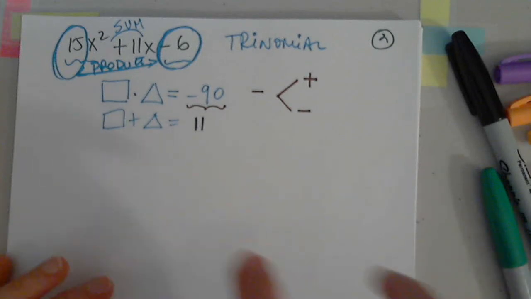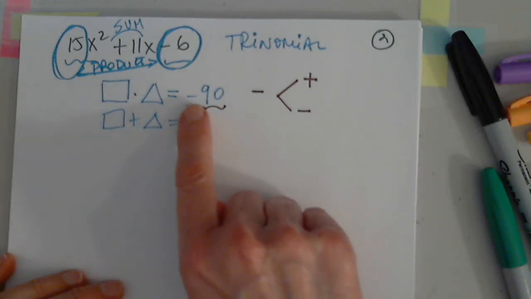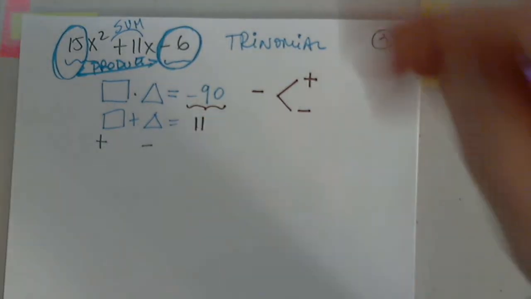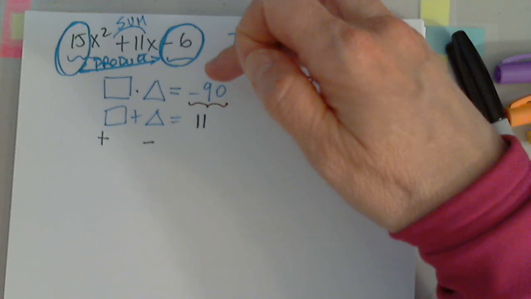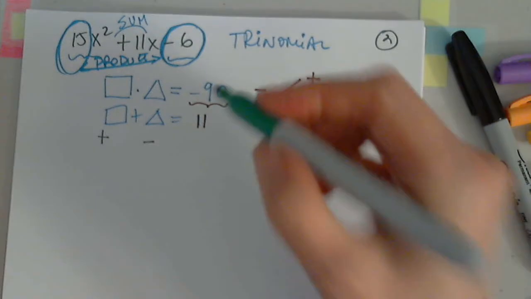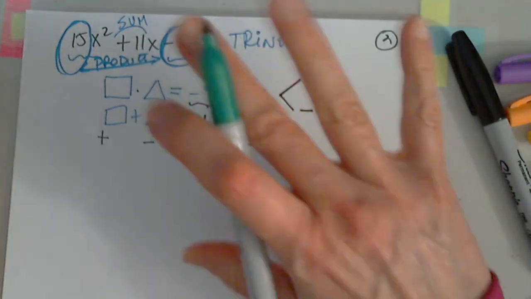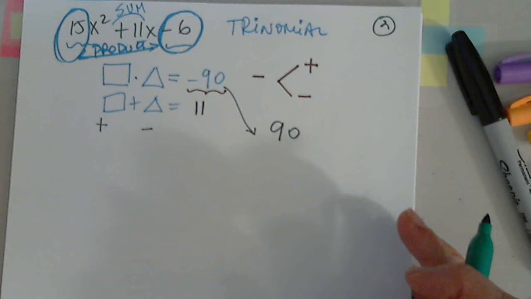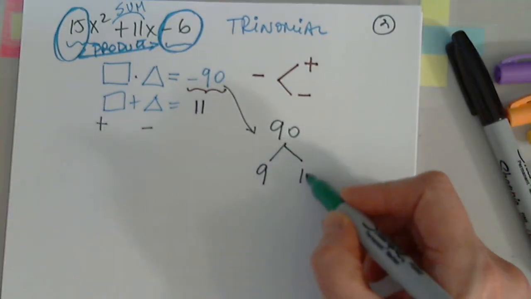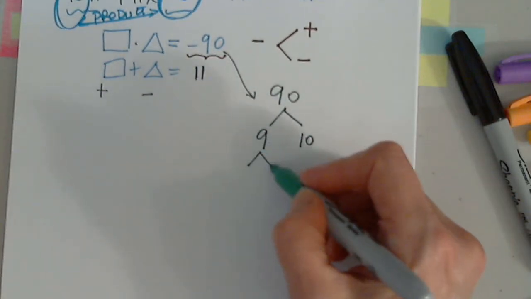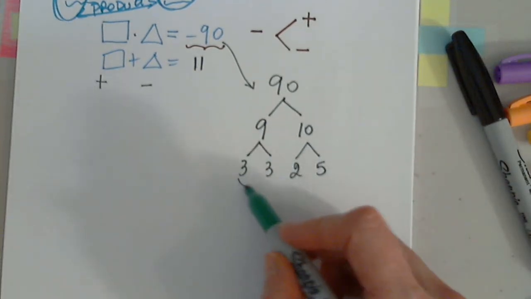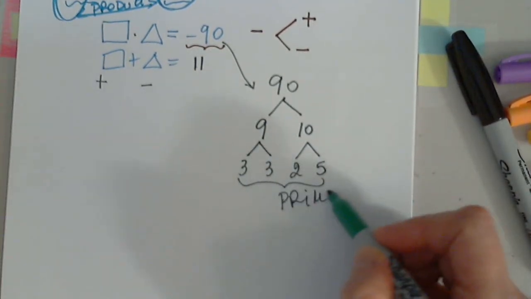Okay, so what I'm saying is we have to find two numbers whose product is negative 90. Obviously one has to be positive and one has to be negative, such that when we multiply them, we get negative 90, and when we add them, we get positive 11. So let's start with 90. Is there any way I can present this in factored form? First of all, I'll say 9 times 10. Then I will write 3 times 3, and then 2 times 5. So these are prime factors.